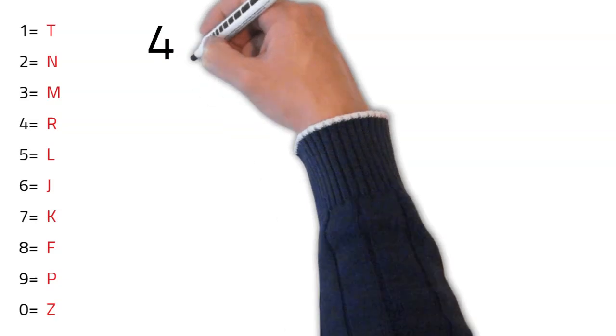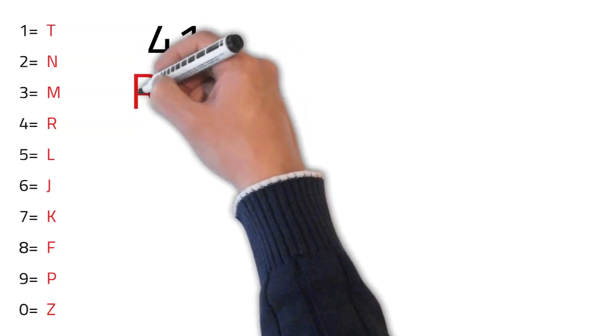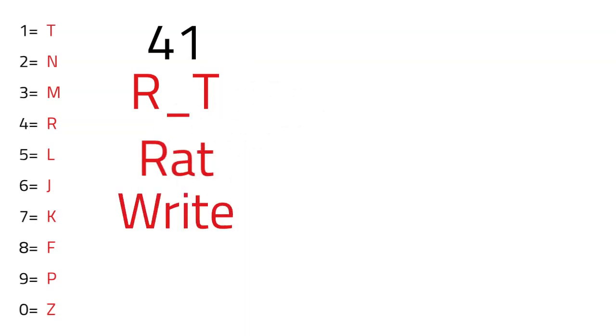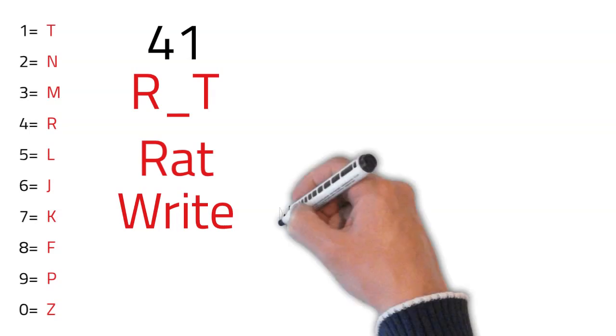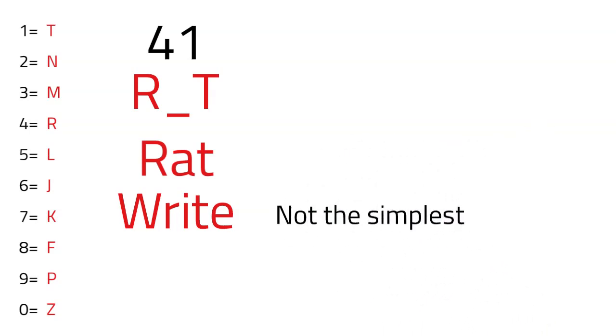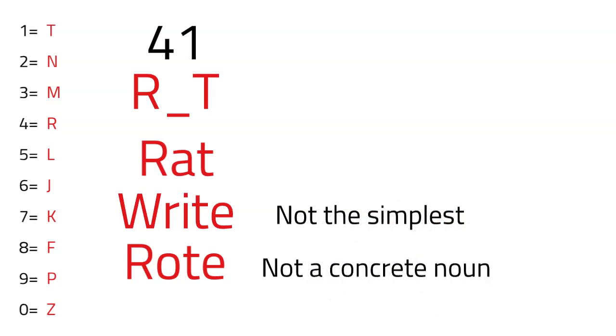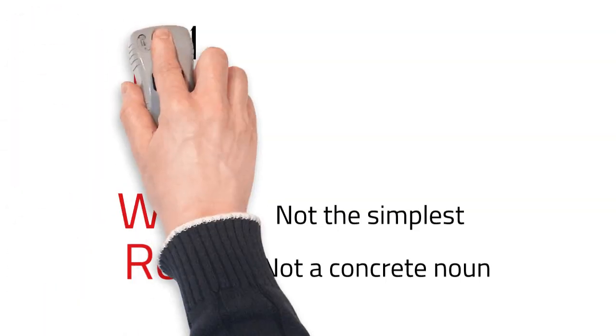What is the simplest word for the number 41? That's an R and a T with a vowel between. The simplest word is rat. Right would work. Remember, the system is purely phonetic, but it's not the simplest form of the word. Wrote would work, but it's not a concrete noun, something tangible that we can envision for our association imagery.